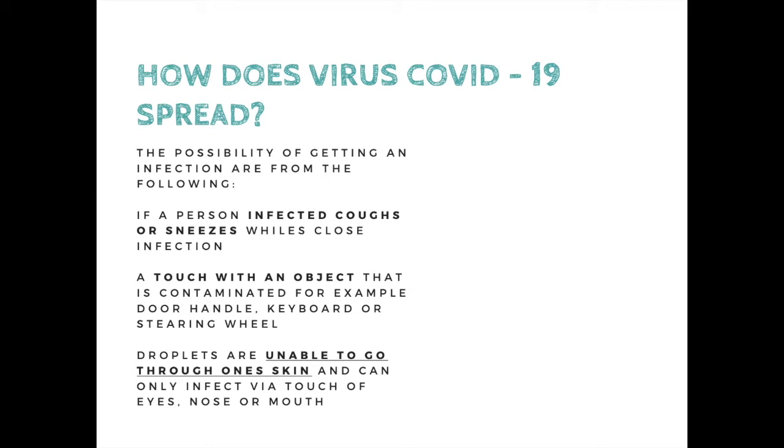A touch with an object that is contaminated, for example a door handle, keyboard, or steering wheel, can also cause an infection. Droplets are unable to go through one's skin and can only affect a person via touch of the eyes, nose, or mouth. So always ensure you understand all these aspects in order to fully maintain infection control for COVID-19.